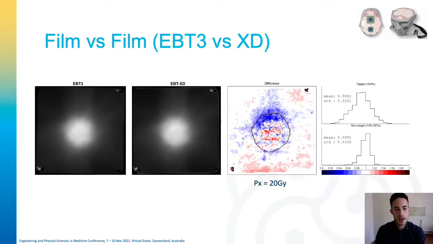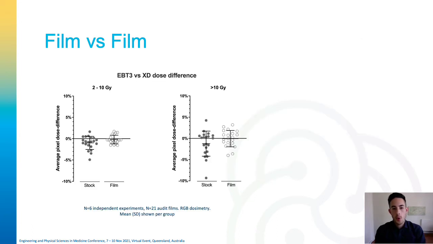The final comparison made in this study was between sandwiched EBT3 and XD films irradiated in the head phantom. And the metric that was used for this comparison was the average per pixel difference between the two film types in the region of the film receiving greater than 10 gray and the region of the film receiving less than 10 gray. When using a film-to-film netOD method, the mean difference between EBT3 and XD was at most 2% in the less than 10 gray region, and for the greater than 10 gray region, the mean difference was at most 4% with a standard deviation of 2%.